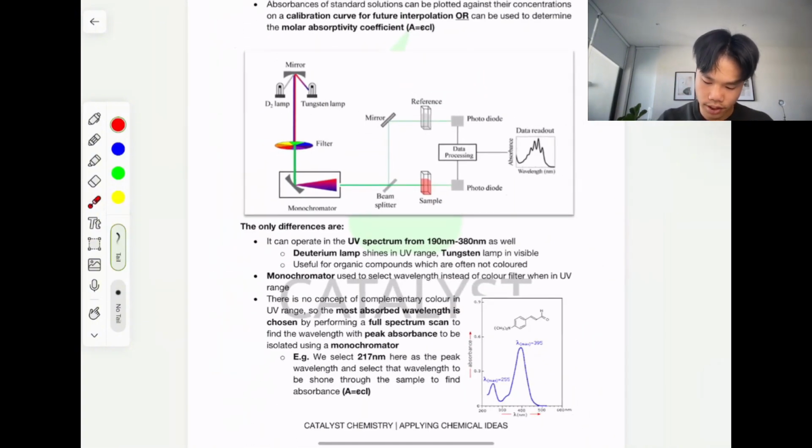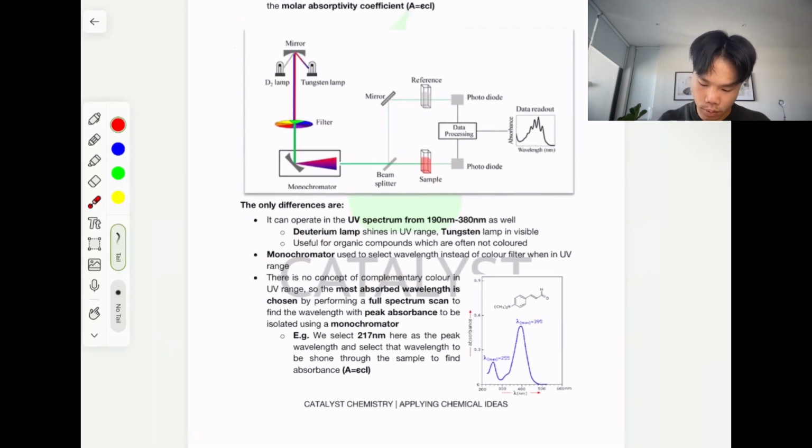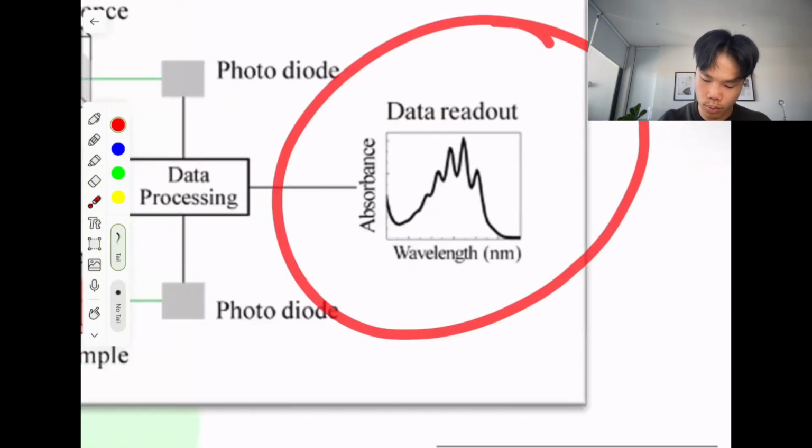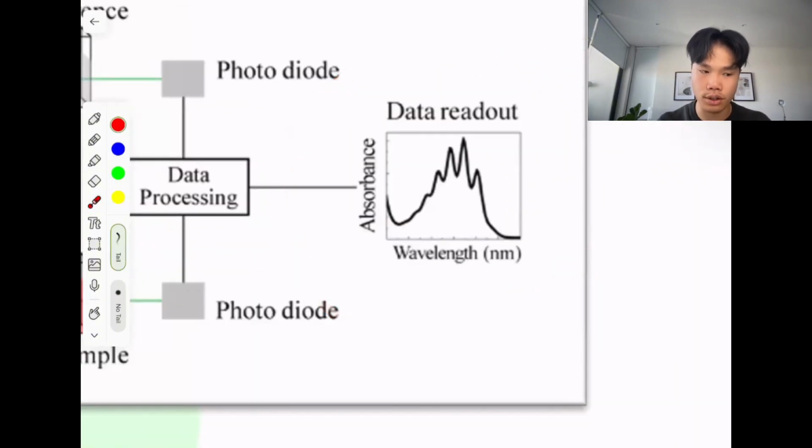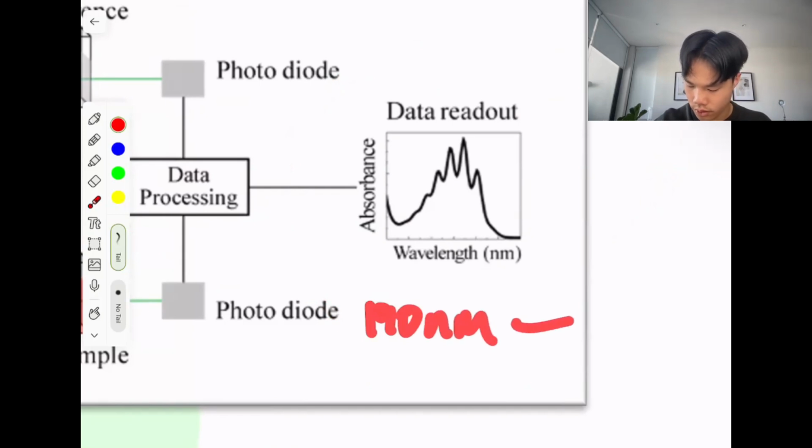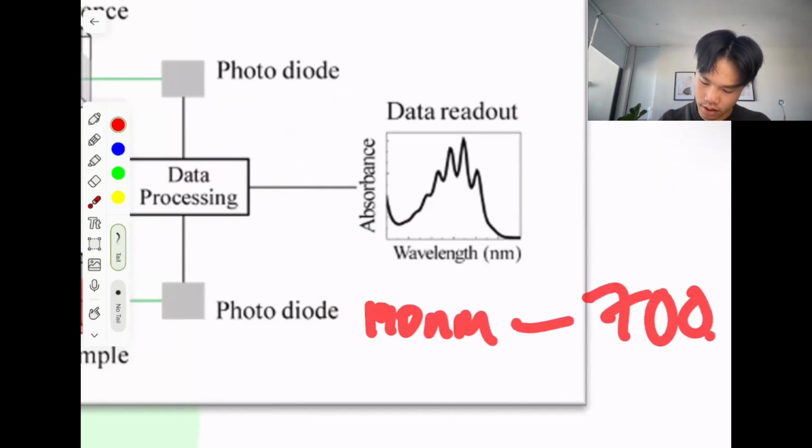But the main differences are you include the UV spectrum from the use of a deuterium lamp. You use a monochromator to select wavelength instead of a colored filter. And there's no concept of this complementary color stuff from colorimetry. You choose the correct wavelength by doing a full spectrum scan, something like this, where you scan the absorbance of a sample at every wavelength in the UV and visible range from about 190 nanometers to 700 and something.